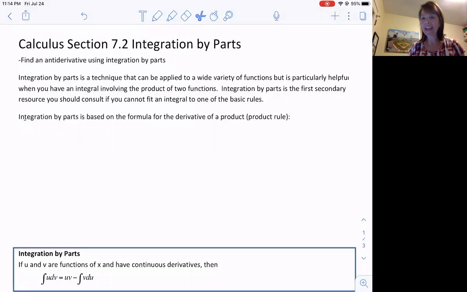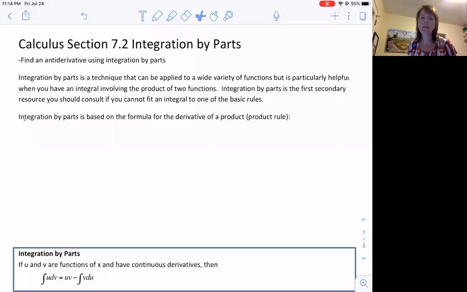Today we're working on integration by parts. So it's about finding an antiderivative and using integration by parts. It's a technique that can be applied to a wide variety of functions, but it's particularly helpful when you have an integral involving a product of two functions. So integration by parts is the first secondary resource that you should consult if you can't find an integral with one of the basic rules.